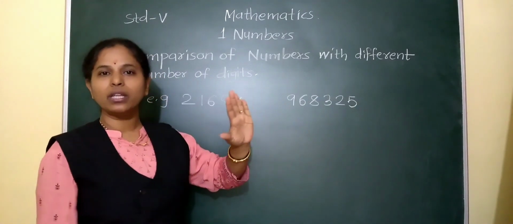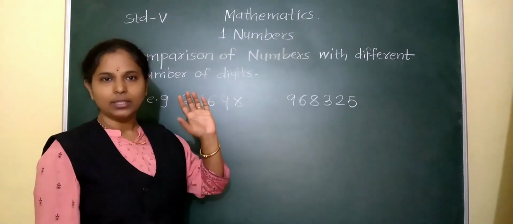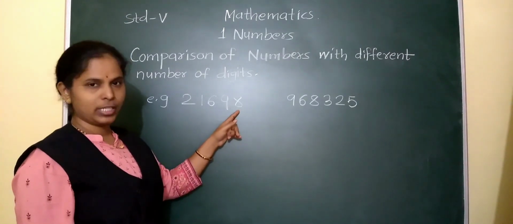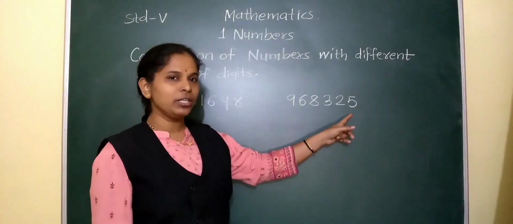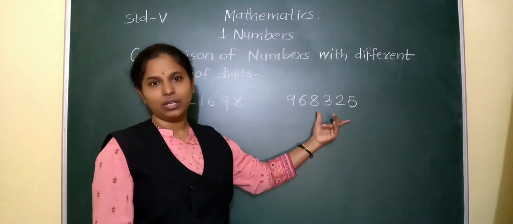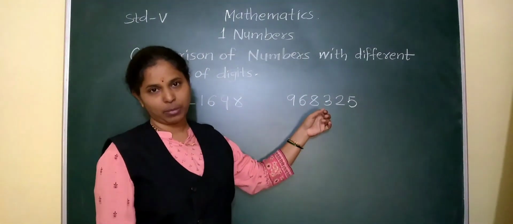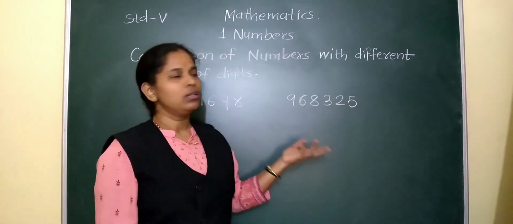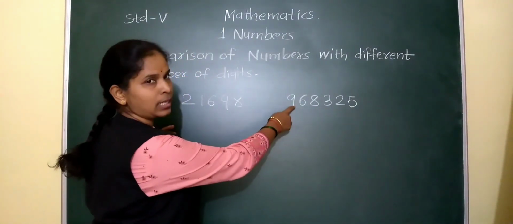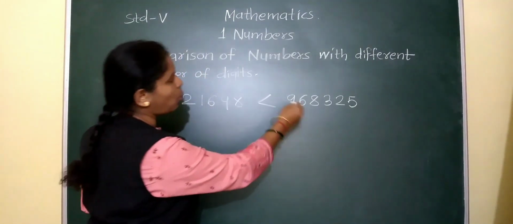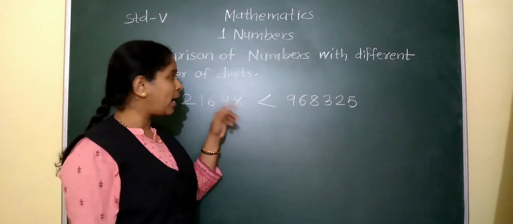Only by counting the digits. Okay, here in this number how many digits are there? 5 digits are there. And in this number how many digits are there? 6 digits are there. So in which number more digits are there? This number. So naturally this number is greater than this. Okay, so how to write? This symbol we have to use. And how to read?